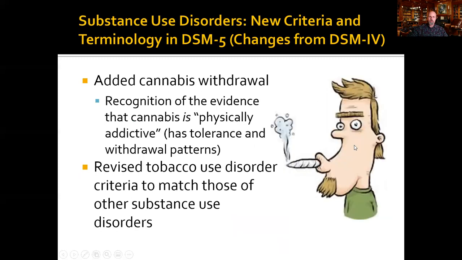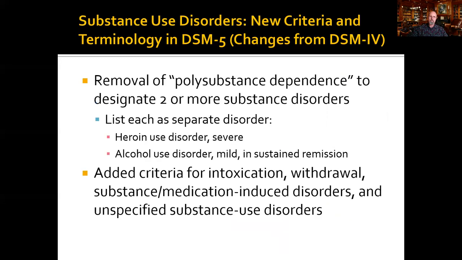The DSM-5 also added cannabis withdrawal. There's recognition that cannabis is physically addictive, meaning that there is tolerance to cannabis. You need more and more to get the same effect, and there are also withdrawal patterns. And they revised tobacco use disorder criteria to match those of the other substance use disorders.